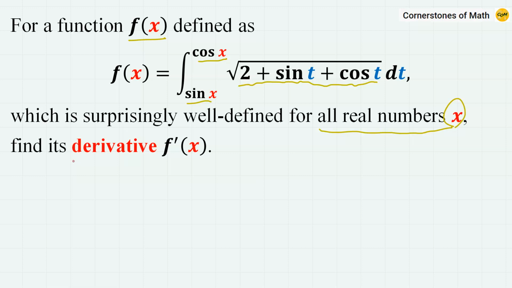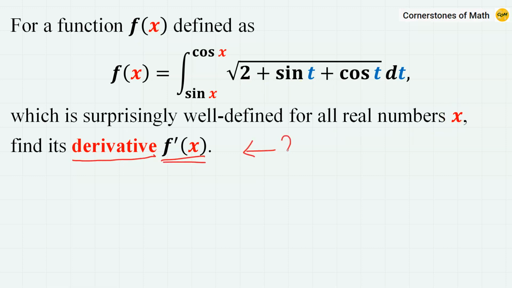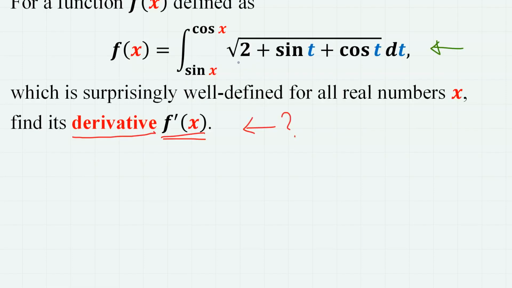Now we have to find its derivative f prime x. So how can we find it? Well, although the function itself looks a bit complex, this is just a simple problem of finding the derivative of a function that is defined as a definite integral with x at either the lower or upper bounds of the integral. And many of you who learned the fundamental theorem of calculus might already know the general process of solving this. So the first step is letting this part of the function be g(t).